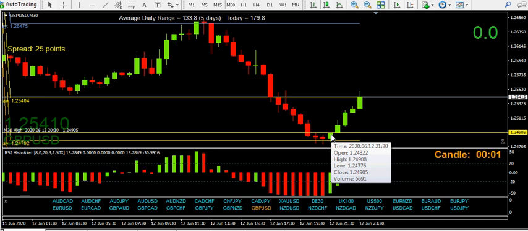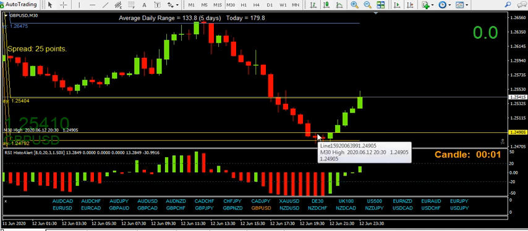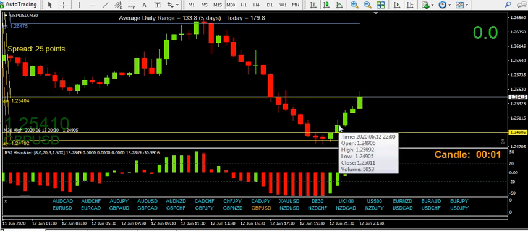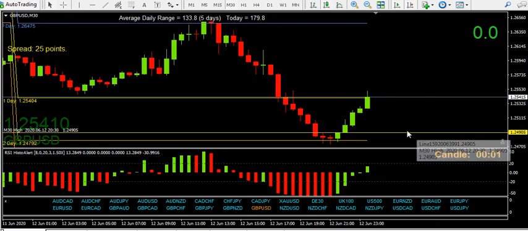So I consider that a failure of the resistance to hold, and we have confirmed that the intention of the institutions may well be to drive this price up. The open of that was 906, and that is a micro pip above that 905 level. Again, a good reason to consider this going long.